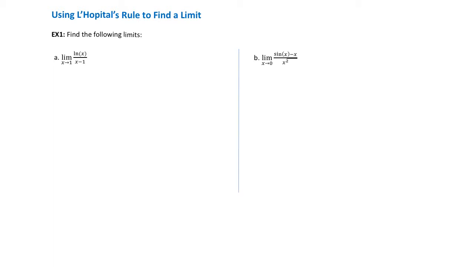Let's look at example 1. Example 1 is asking us to find the following limits. And this is the limit as x approaches 1 of the natural logarithm of x over x minus 1. Well, I have to make sure that I identify my two functions. In this case, for example, the numerator is f of x and the denominator is g of x.